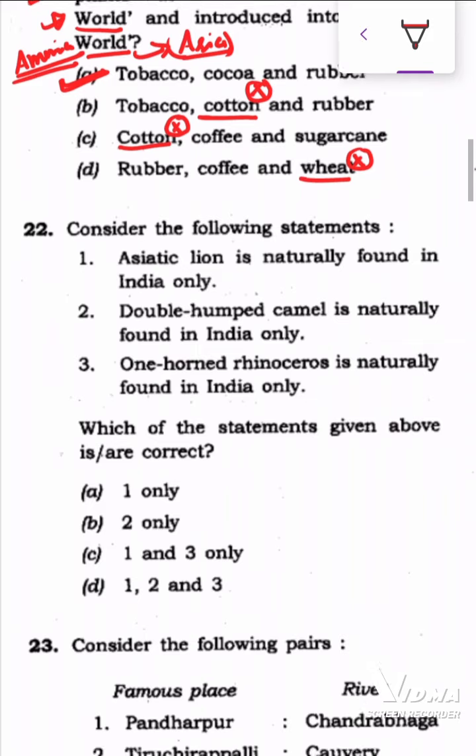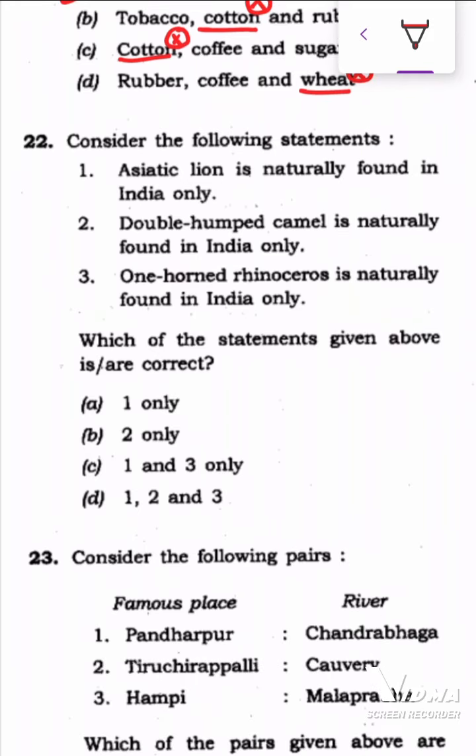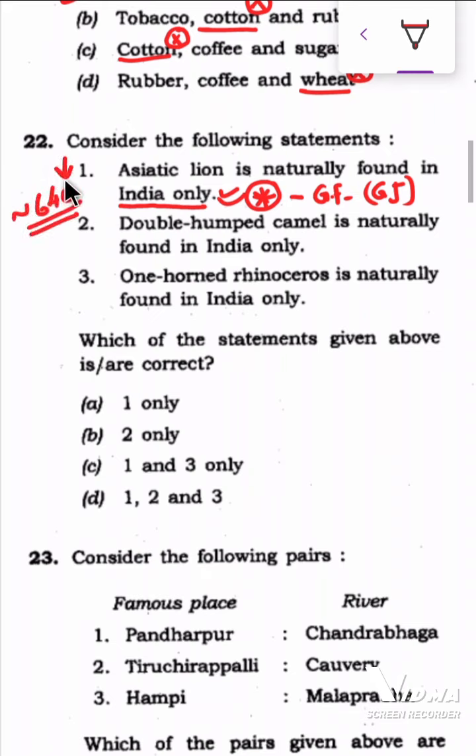Now let's go to question number 22. Consider the following statements. Asiatic lion is naturally found in India only. This statement is right because Asiatic lions are now limited to India, and that too to the Gir forest of Gujarat. In the Gujarat region, you can find the Asiatic lions, and nowadays the population is about 640 lions. Over the past year, there has been an improvement, so they are on the rise.